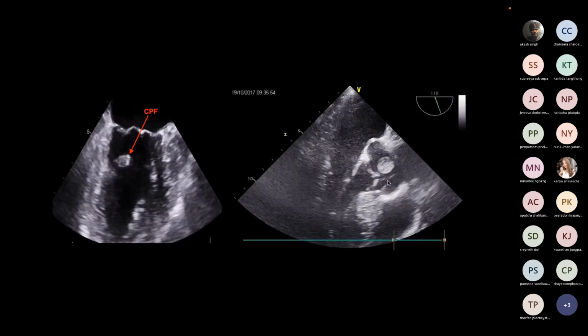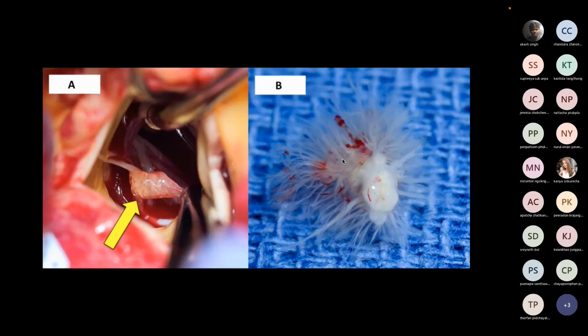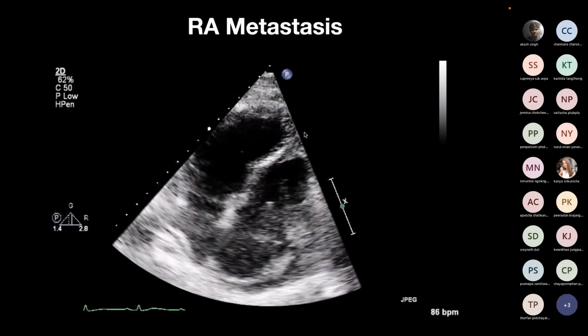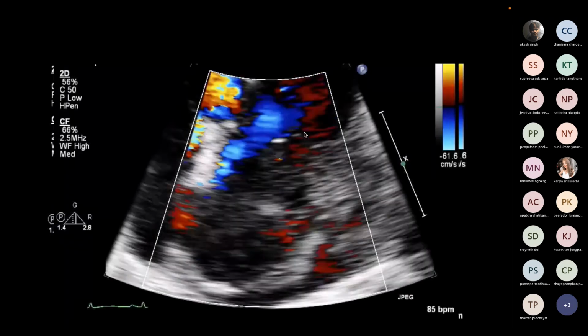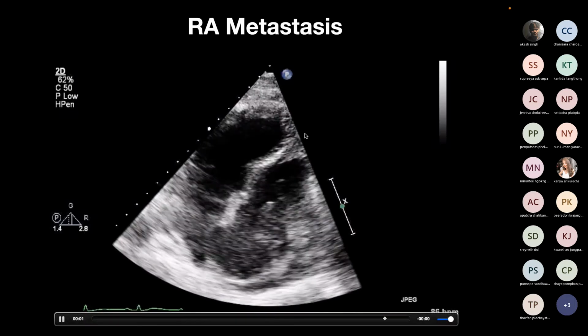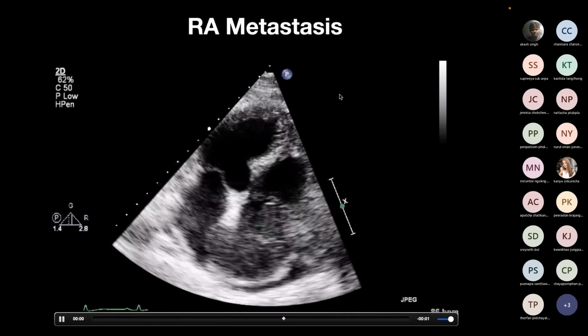If you freeze the frame, it will look very rounded. And once you remove it, this is why it's called frond-like, because it doesn't even look like something that would grow in a human, right? So those are the benign ones. This is now a metastatic one.